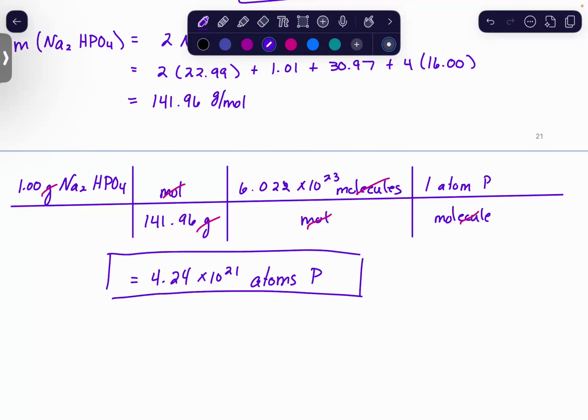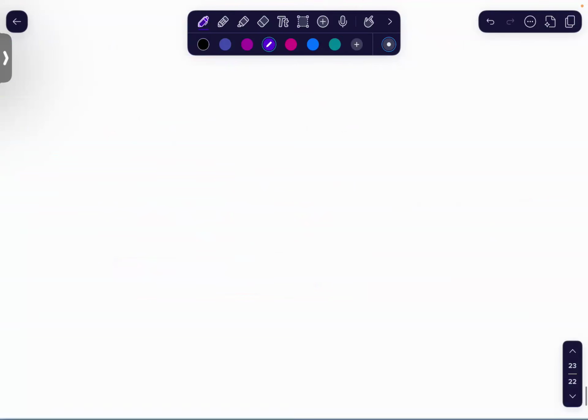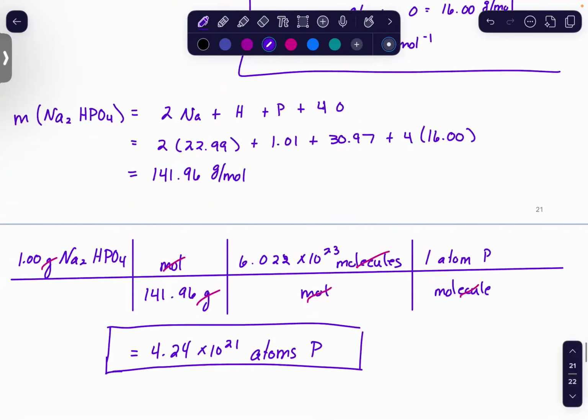All righty. So this is how you do calculations using Avogadro's number, figuring out molar mass. We did average atomic mass. So that is going to bring us to an end for today. And we will continue on with chapter 3 next week. All righty. Thank you.